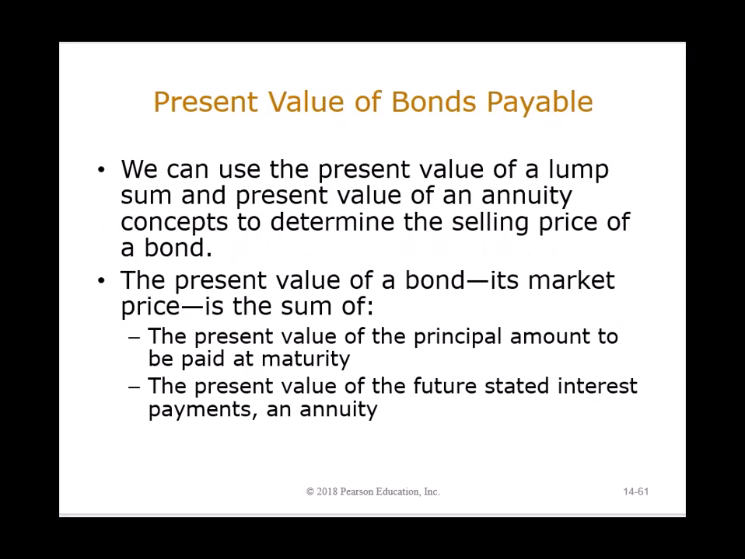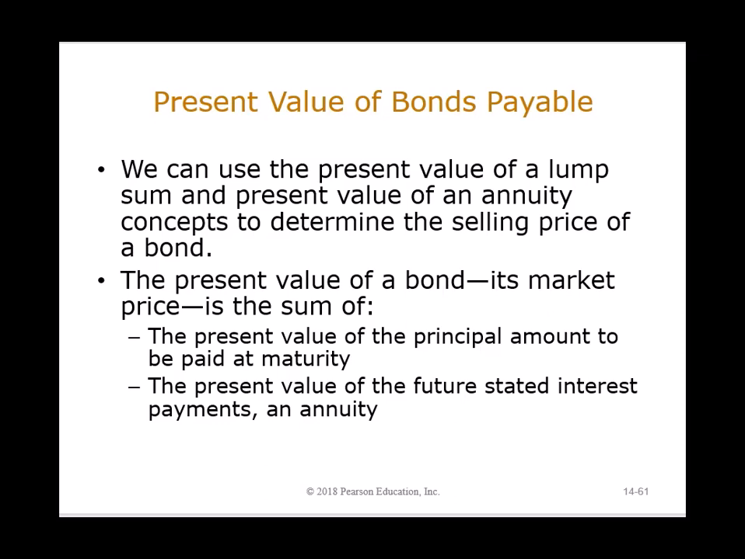Okay, so now we're going to look at how we apply these concepts to compute the present value of a bond. And that's essentially how we're going to determine how much we can issue a bond for. Investors are only going to be willing to pay present value. So that's based on the market rate, what similar investments are paying.